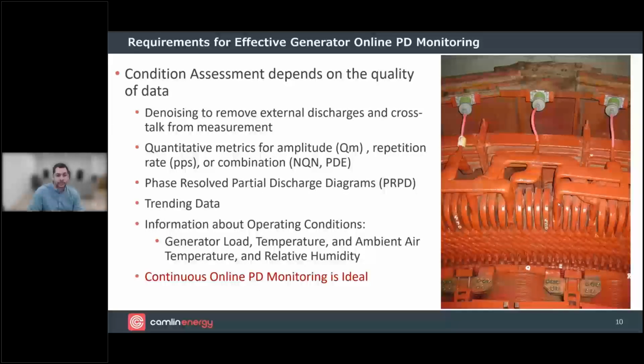Okay, so with continuous systems, we have the ability to see if there are defects that are in very early stages and only intermittent. And the trending through continuous data also gives us the ability to extract information about how the discharges behave related to the operating conditions. So we can ingest data from the load, the temperature information, ambient air, and relative humidity. Okay, so in this way, for effective online partial discharge monitoring and the most effective interpretation of the data that you're collecting, continuous monitoring is ideal in this instance.